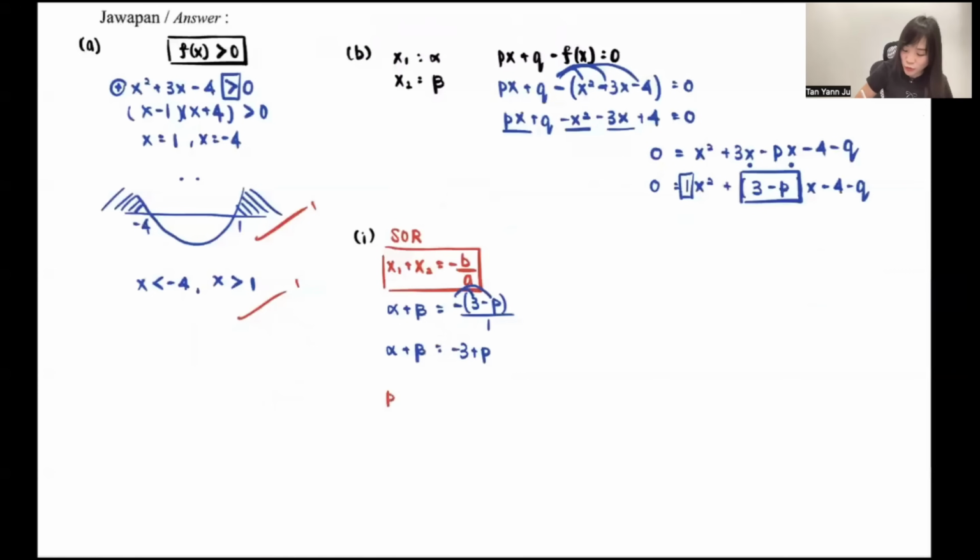Next one, guys, they also want to find alpha beta. Alpha beta is a times relation. Times means product of roots.